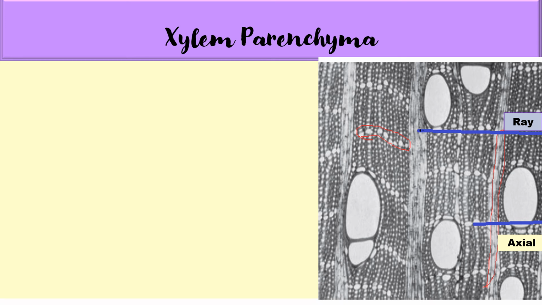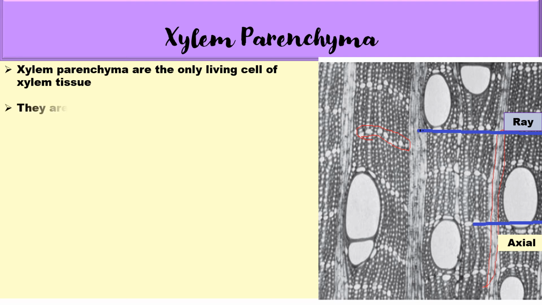Xylem parenchyma is the last element of xylem tissue. These are the only living cells of xylem tissue. So it contains a thin cell wall and abundant protoplasm with nucleus. Depending on their position, they are divided into two types: axial parenchyma and ray parenchyma.